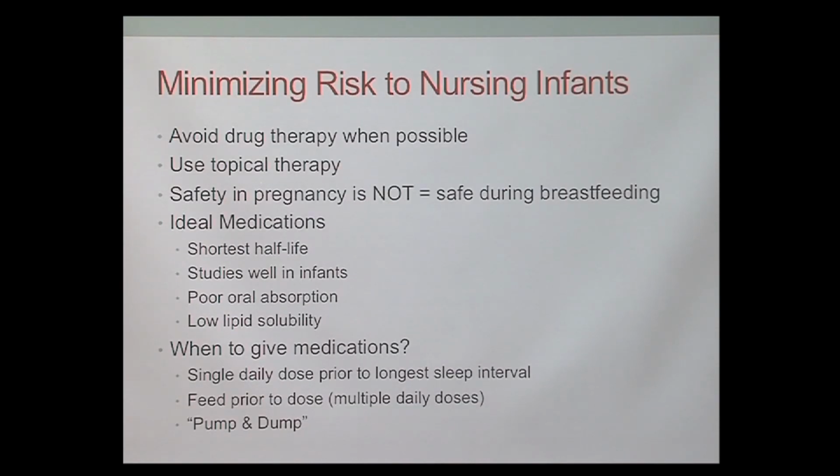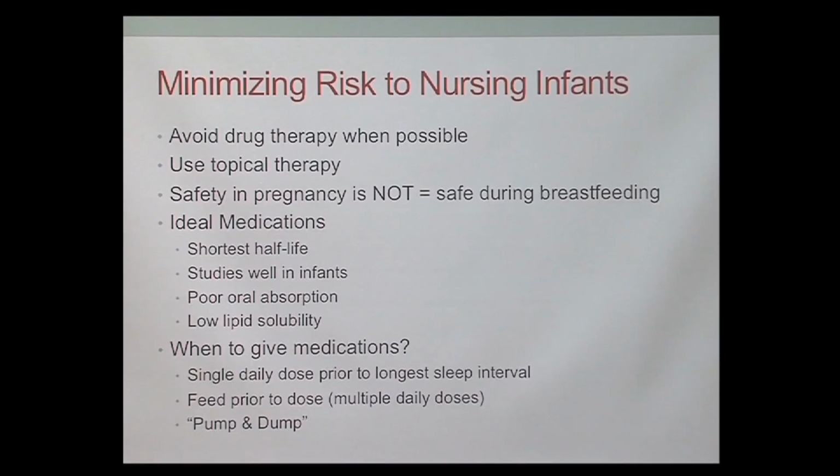So how do we minimize the risk to an infant? Really, avoiding the drug is of course possible, right? There are situations where that's not going to be possible, though. Using topical therapies is certainly safer. The key point is, though, safety in pregnancy does not equal safety in breastfeeding. You might say that was a safe drug that they took for 9 months, but once they get out and the baby's now there, it's sometimes not a safe drug anymore because it actually transfers very easily to the baby.